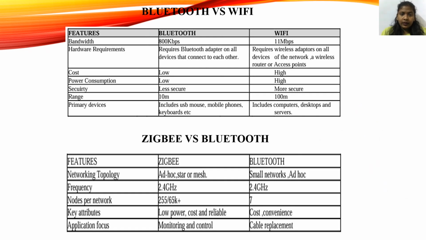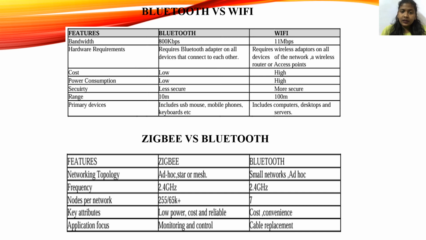So let us look into the Bluetooth versus Wi-Fi variations. In Bluetooth, the bandwidth is around 800 bps, bits per second, and in Wi-Fi it's 11 megabits per second. Hardware requirements: in Bluetooth, an adapter on all devices that connect to each other is required, and in Wi-Fi, wireless adapters on all devices of the network and a wireless router or access point are required. Cost: Bluetooth is low and Wi-Fi is high.